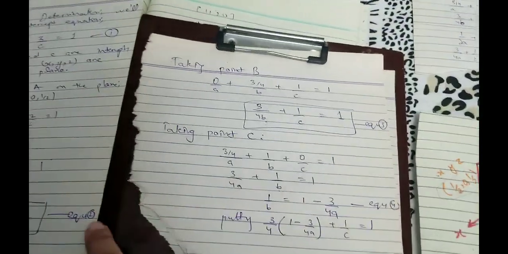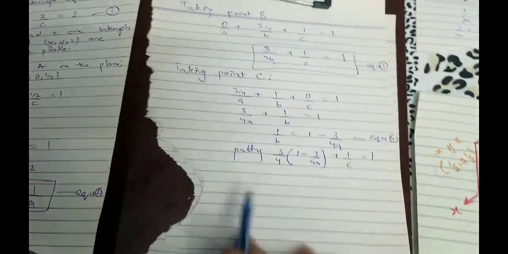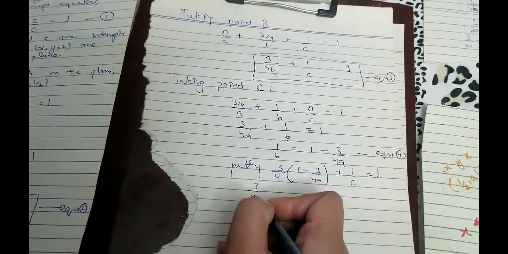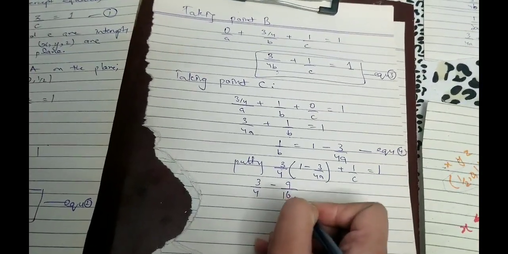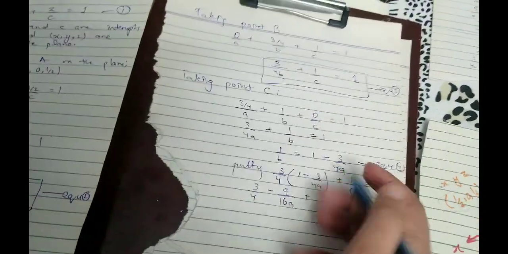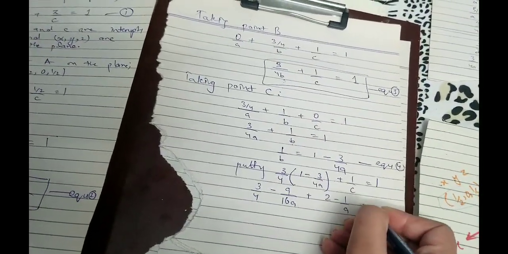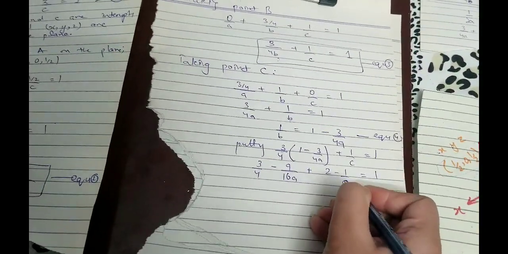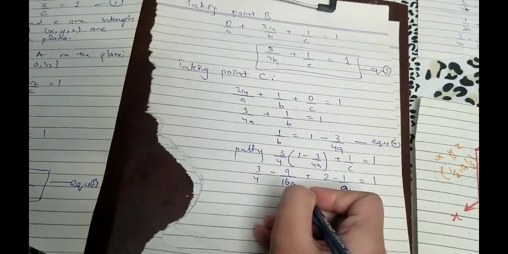So basically we put equation numbers 4 and 2 into equation number 3. Let us multiply 3 by 4 inside, and we get 9 by 16a, plus in place of 1 over c, I'm writing 2 minus 1 over a, which is equation number 2. This is a, not 9. I usually make that mistake, so I will write a like that.